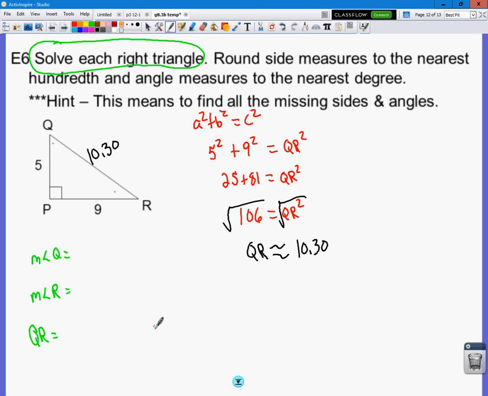Could we just put it up there with the radical? You could, in this case, you could have done this, and it is in simplified form. But they said to round to the nearest hundredth. They told me, so I should do this. If they tell me to round, I should round.